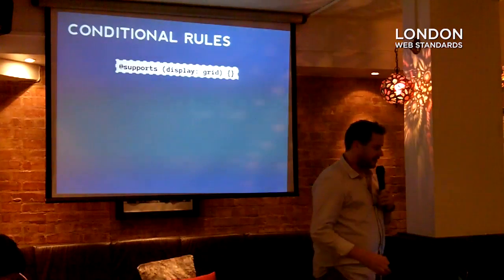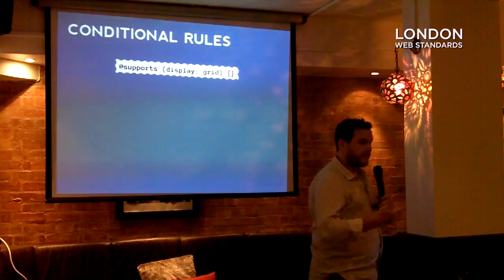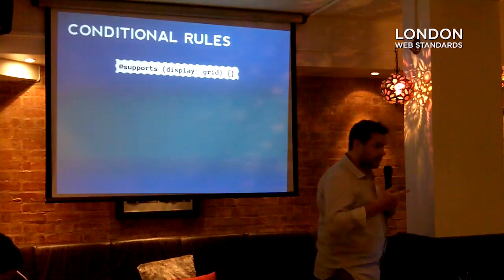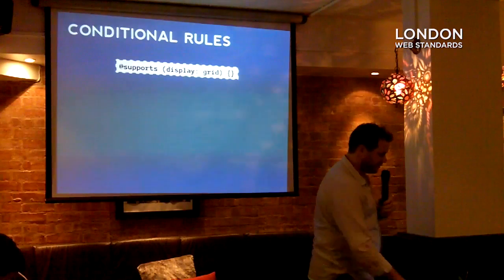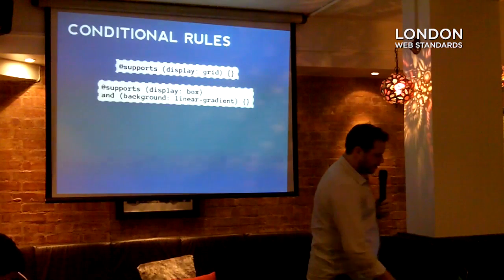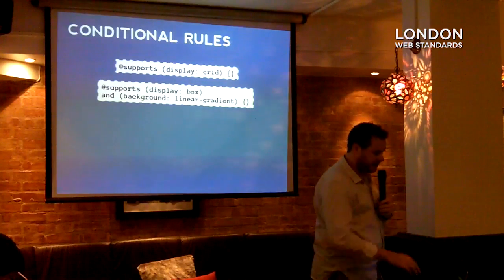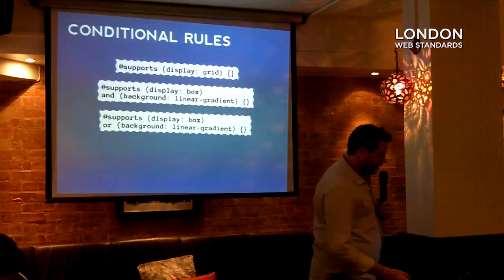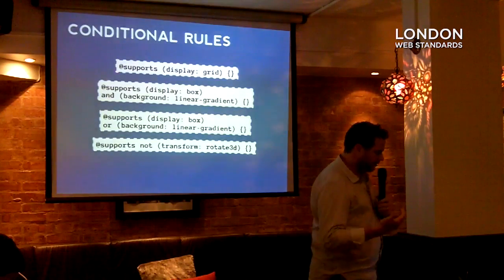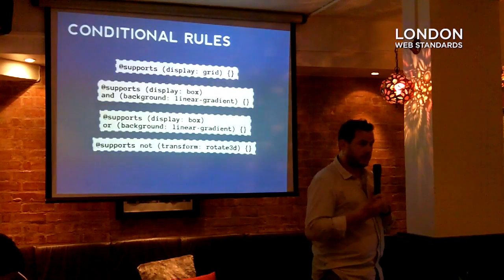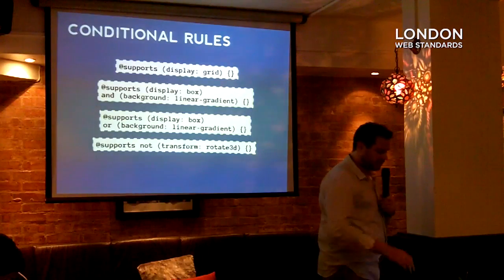Conditional rules, very exciting. Again, we can check using CSS if our browser supports certain properties. So we'll say only show these rules if your browser supports display grid. This will be ignored if the browser doesn't support it. We can use the AND operator, so we can say supports display box and background linear gradient, or we can say not. So if it doesn't support something, just show this set of rules. This is similar to how media queries work at the moment, but instead of checking for device properties, this is checking for CSS property support.